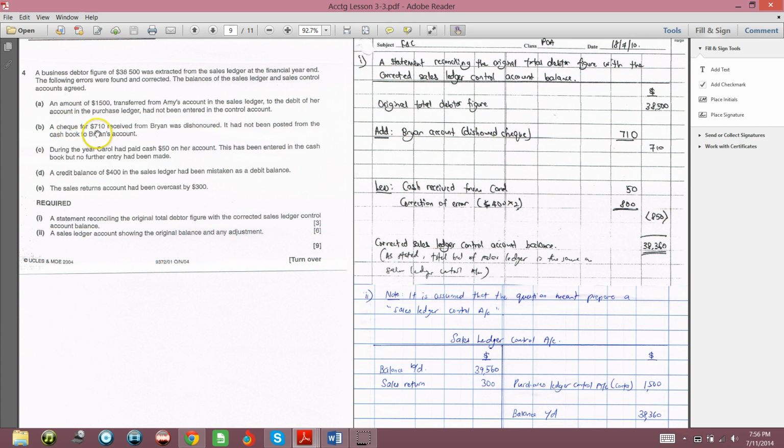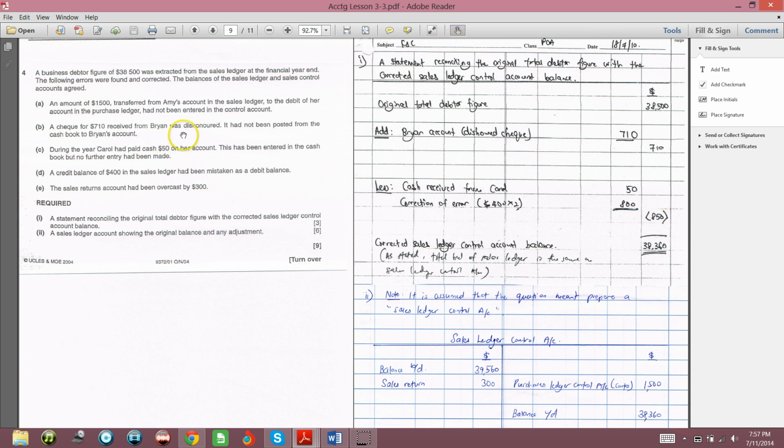Okay, a check for 710 received from Brian was dishonored, that means bounced check. It has not been posted from the cash book to Brian's account. Okay, so that means person number 1 did not do the individual debtors figure correctly. So it has been missed out from the individual debtors figure. Okay, the check was bounced, so the check did not clear. So that means the money did not come into my bank account. So that means Brian will owe me back that 710.